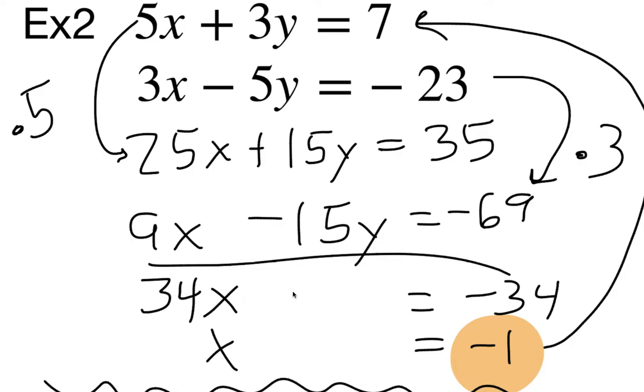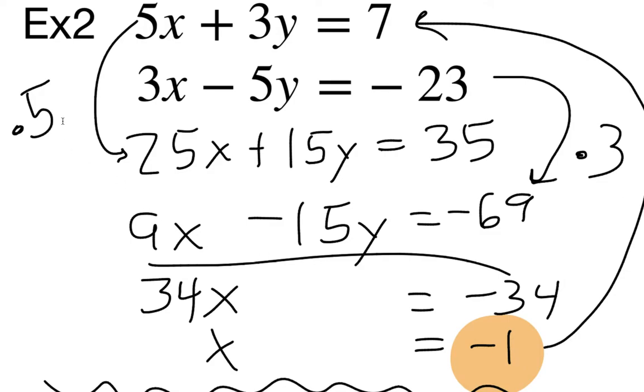You get 34x is equal to negative 34, because you've multiplied this by 5, this by 5, this by 3, this by 3, and then you add them. It's super helpful, and so then you can figure out what x is equal to, and that's negative 1.